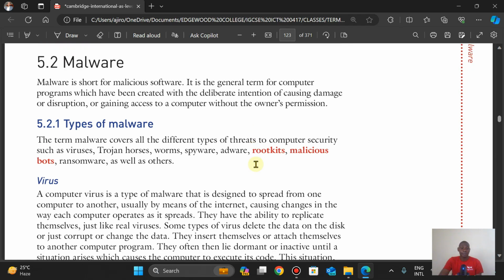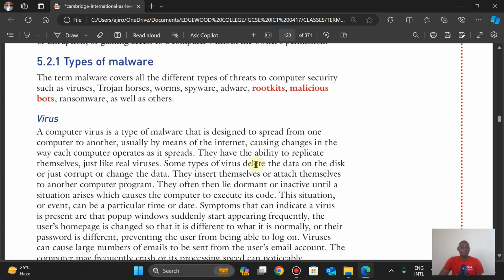So let's talk about viruses. A virus is a type of malware that is designed to spread from one computer to another, usually by means of the internet, causing changes in the way the computer operates as it spreads. Viruses have the ability to replicate themselves, just like real viruses.